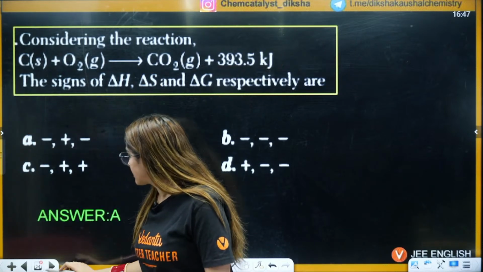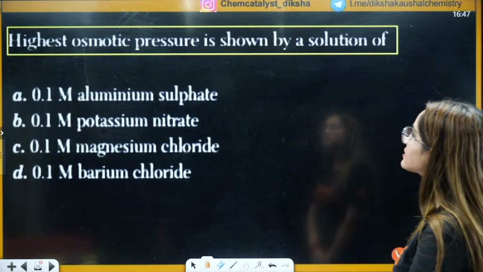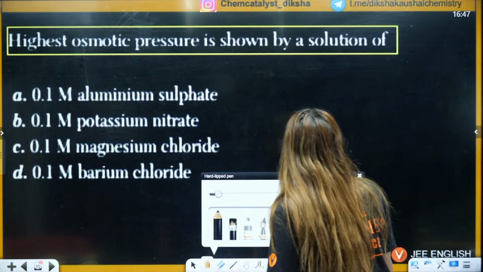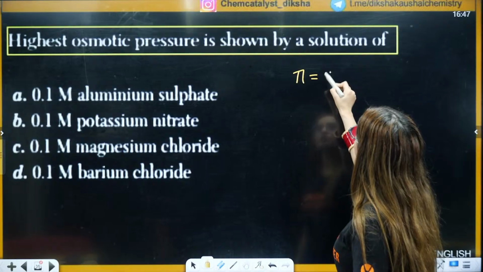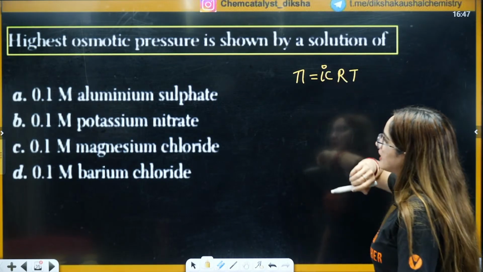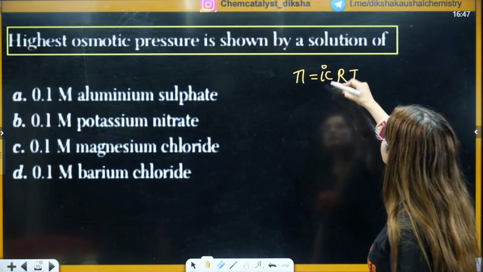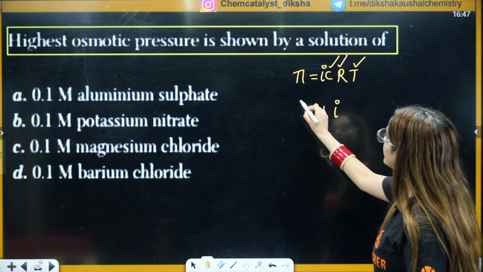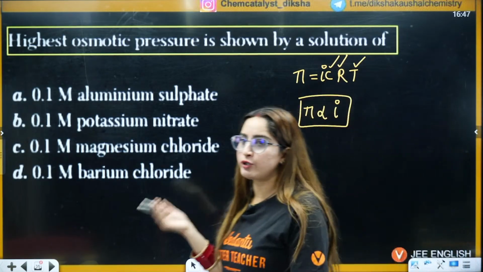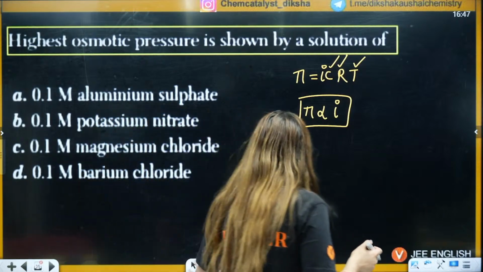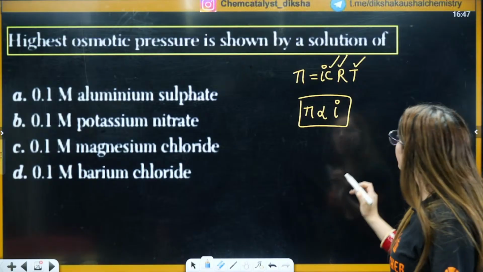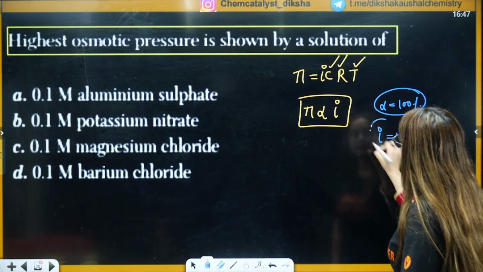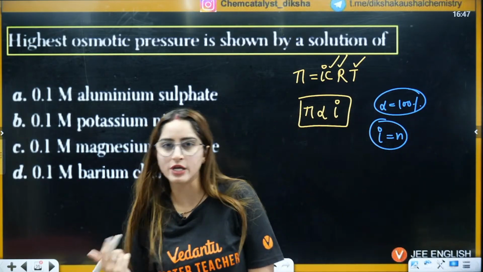Yes, students? Next, we have: highest osmotic pressure is shown by a solution of which of the following. We know that pi is equals to iCRT. Concentration is same here, R is same, temperature is same. That means osmotic pressure is directly proportional to i. Now, when alpha value is not given to you, you will take alpha as 100% dissociation. That means i is equals to n, the number of moles dissociated.